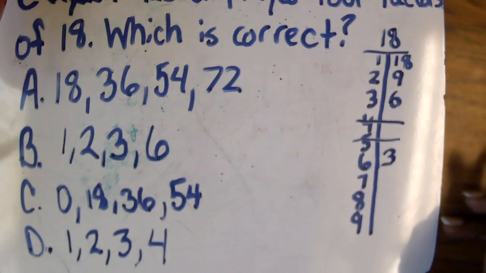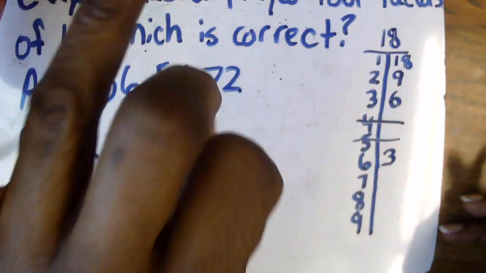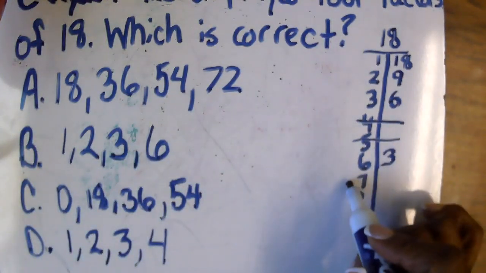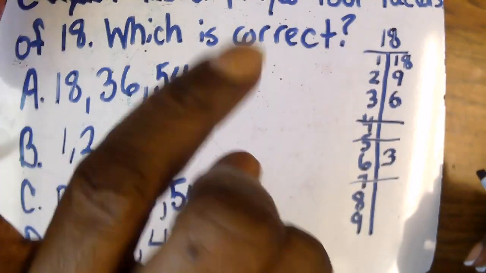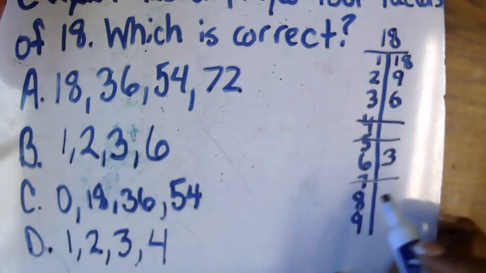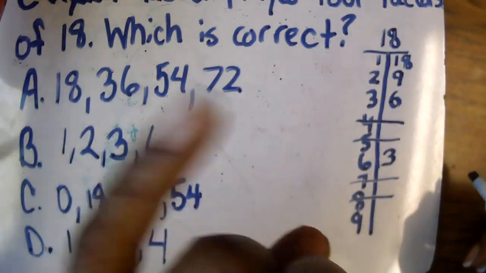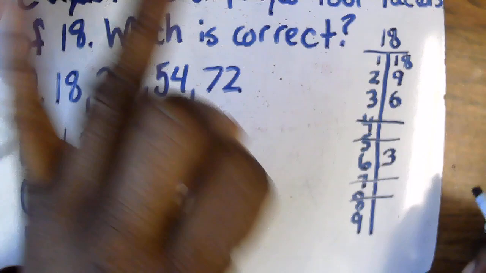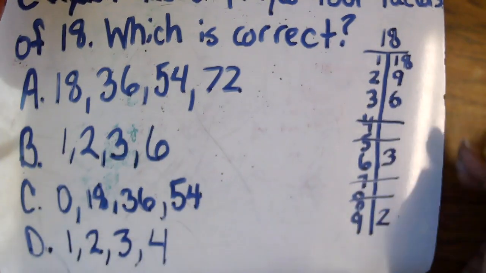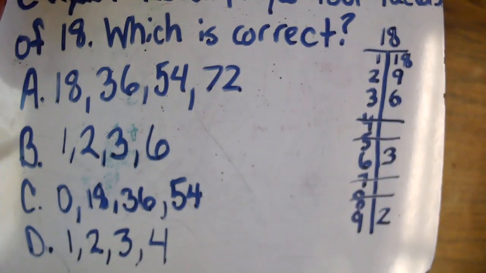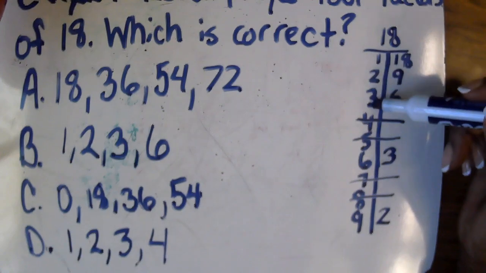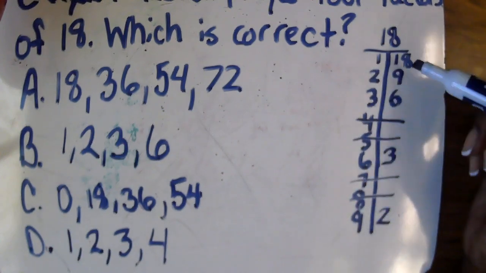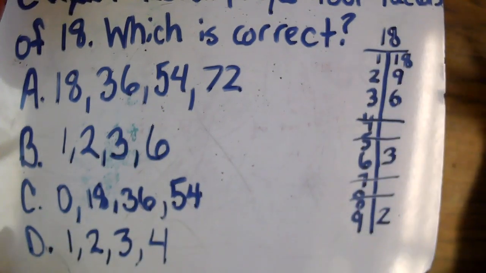Okay, what about 7? 7, 14, 21. We didn't say 18. 8, 16, 24. We didn't say 18. 9, 18. 2 times. So all of these that are not marked out are factors. So 1, 2, 3, 6, 9, and 18 are factors of 18.